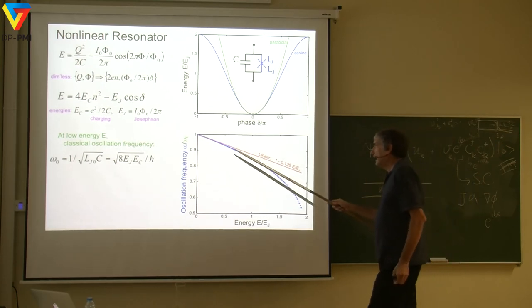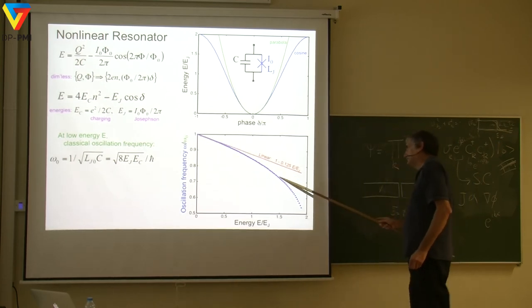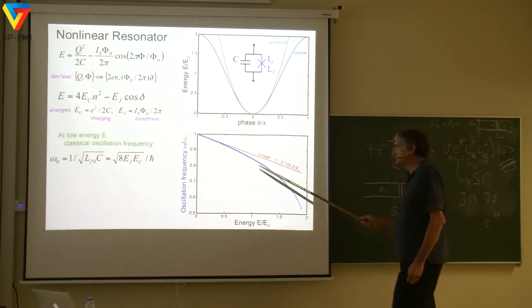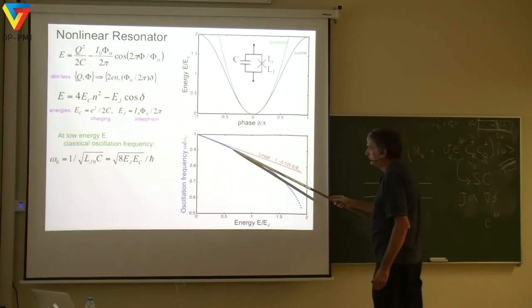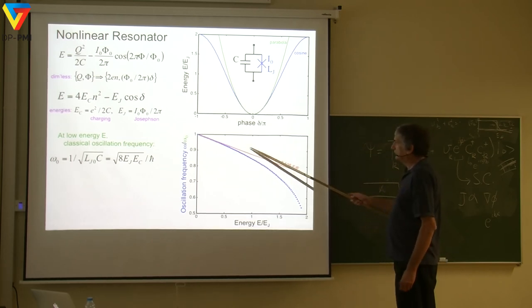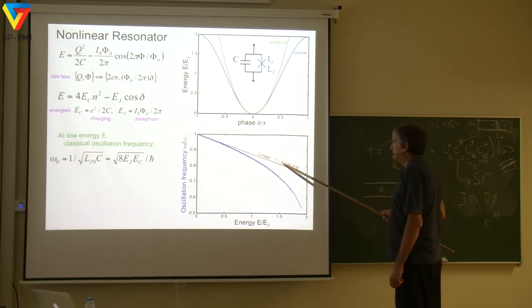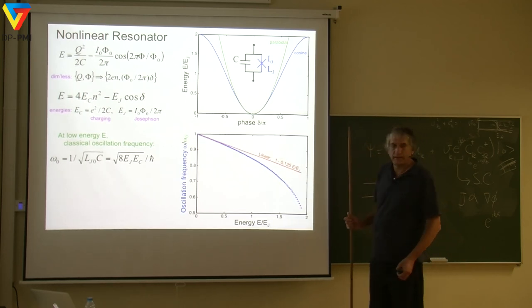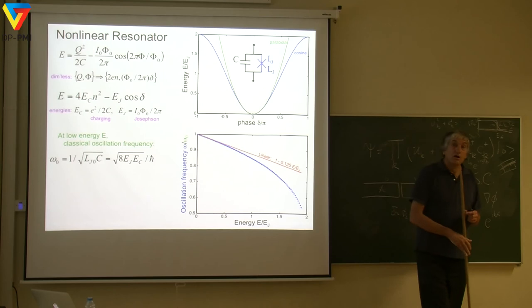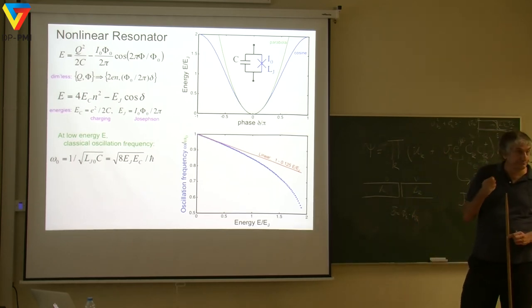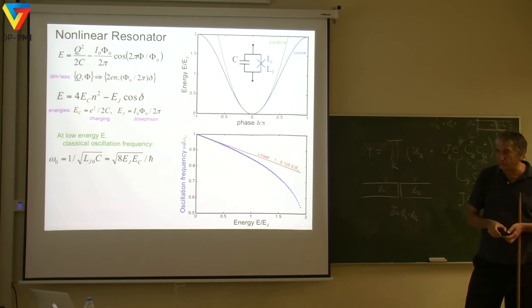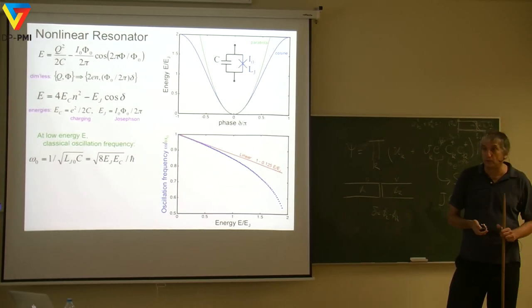And you can compute that classically. I think this is an elliptic integral if you want to do the math. But mostly I just want to show here that it goes down. Okay? And it goes down, at least initially, as 1 minus 1 eighth E over EJ. But you can compute it. So it's a nonlinear oscillator, okay, which is what we want. Now, is this going to be a useful nonlinear oscillator for qubits?